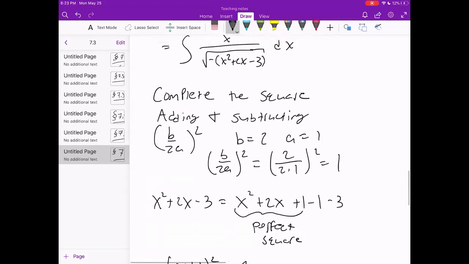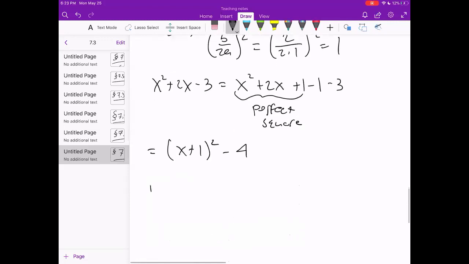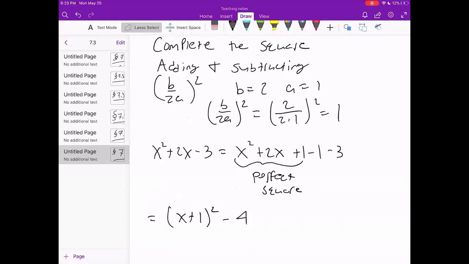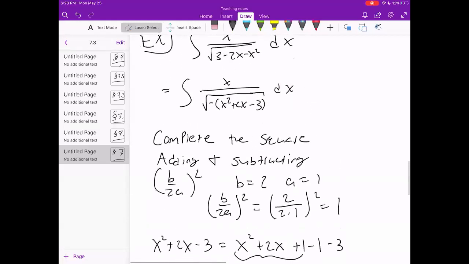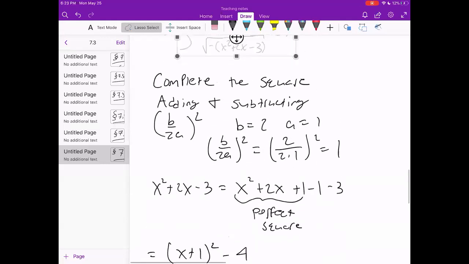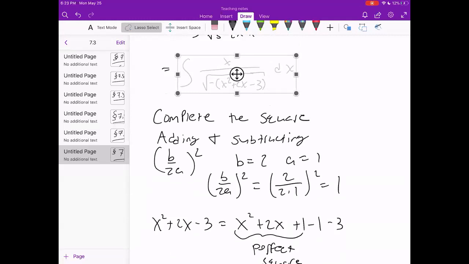So my integral now becomes, so let me actually use some of the tools I have here. I think I can actually grab this and copy it. Yeah, there's a way to do this. Nope, we're going to leave it alone.